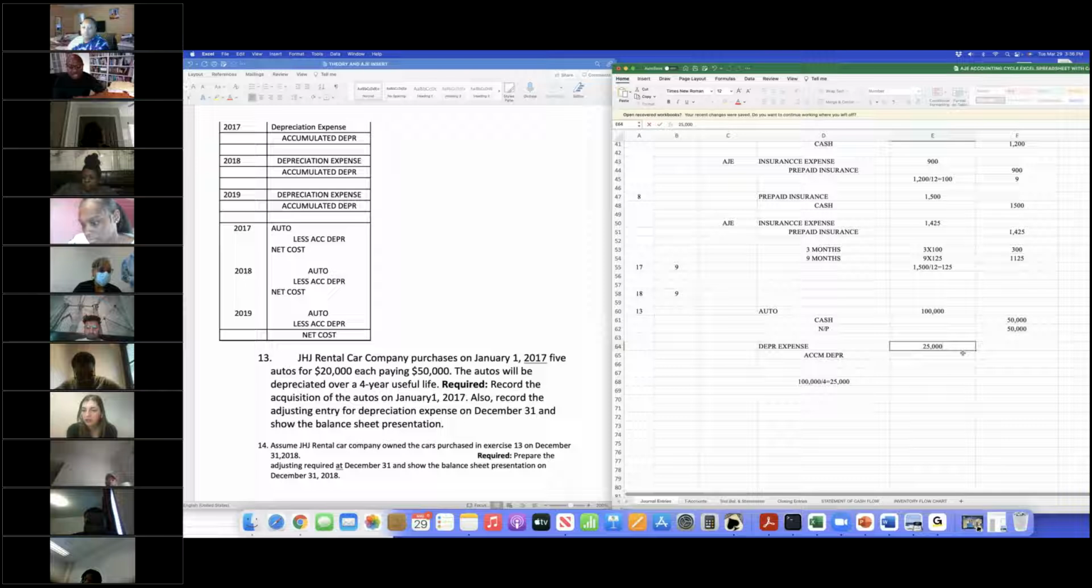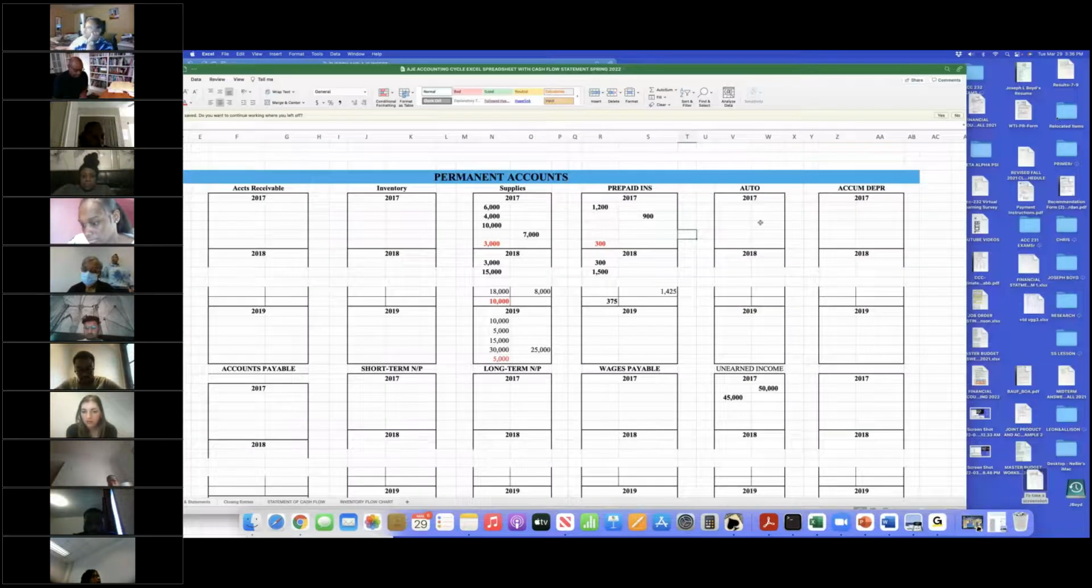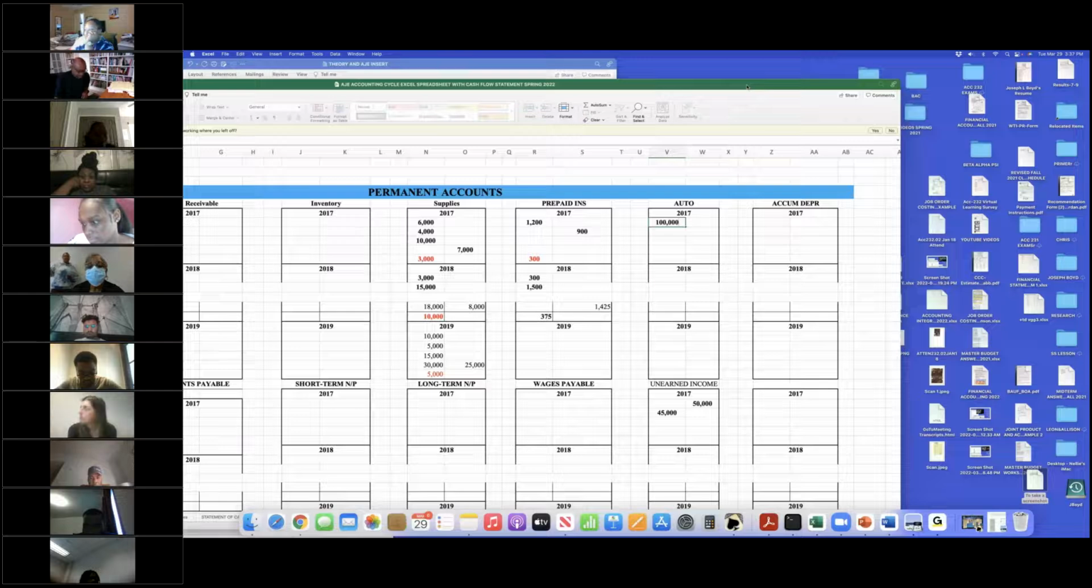So let's go now to the T accounts and post this. When we go to the T accounts and post this, the car is going to be in here at 100,000, because it's a long-lived asset, longer than a year. We're never going to adjust the cost. With the prepaid insurance, we just subtract it out. But we're going to have a companion account with a credit balance. So we're going to credit accumulated depreciation for 25,000.